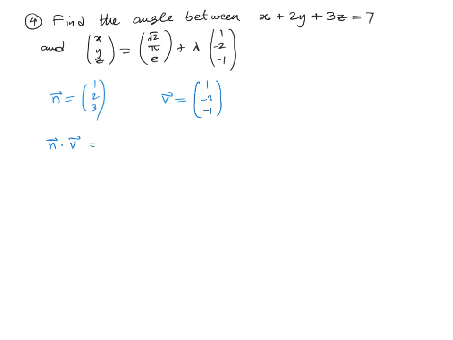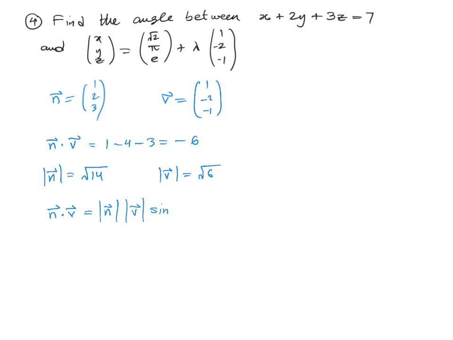So the dot product here is going to be 1, and then minus 4, and then minus 3, so it's going to be minus 6. And the magnitude of n vector is going to be square root 14 again, and the magnitude of the v vector is going to be square root 6. And so the formula here we're going to get is n vector dot v vector is going to be magnitude of n vector, magnitude of v vector, and then we're going to do sine theta.